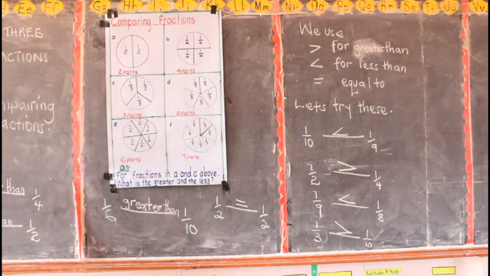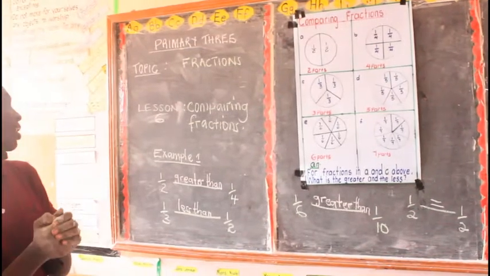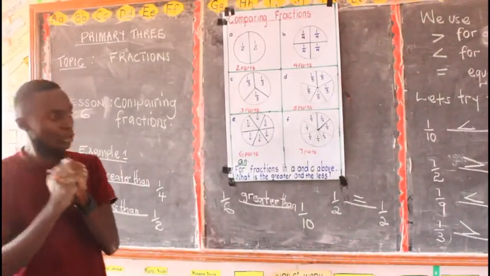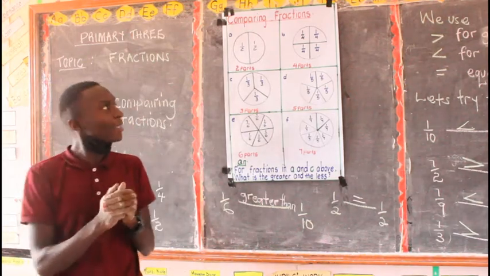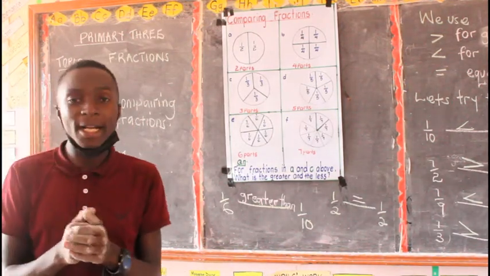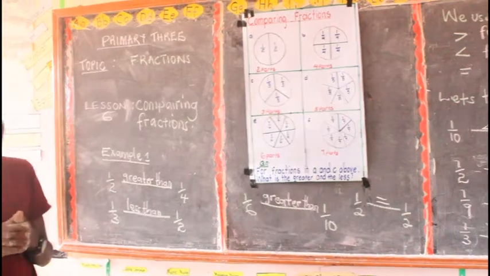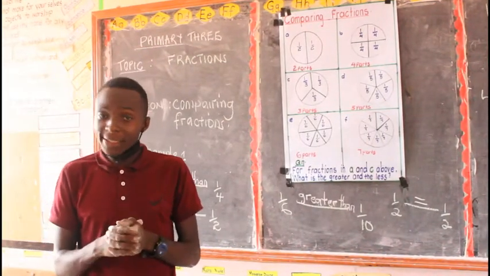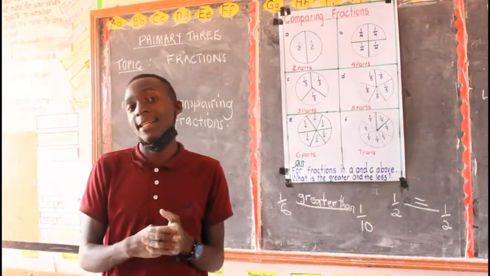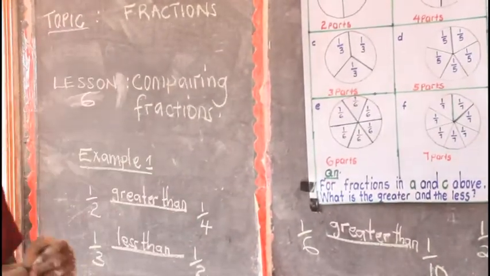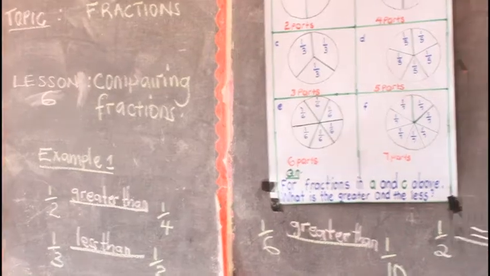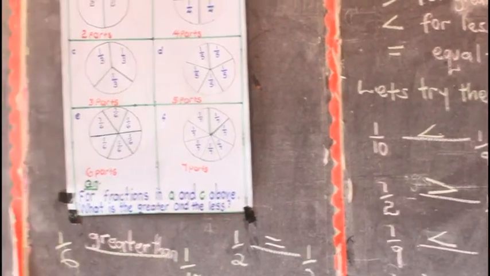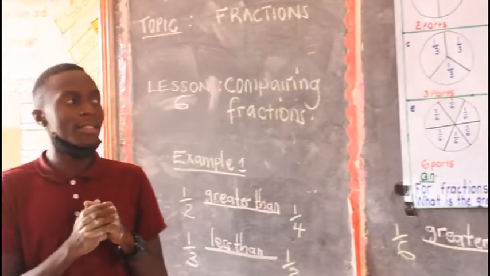So today we have learned about comparing fractions using greater than, less than, or equal to. I thank you, my dear primary 3 members, for paying attention. Remember to organize your work properly in your books. Mathematicians are always clean in their work. They always compile their work properly. They don't scribble, they write properly as you are seeing.